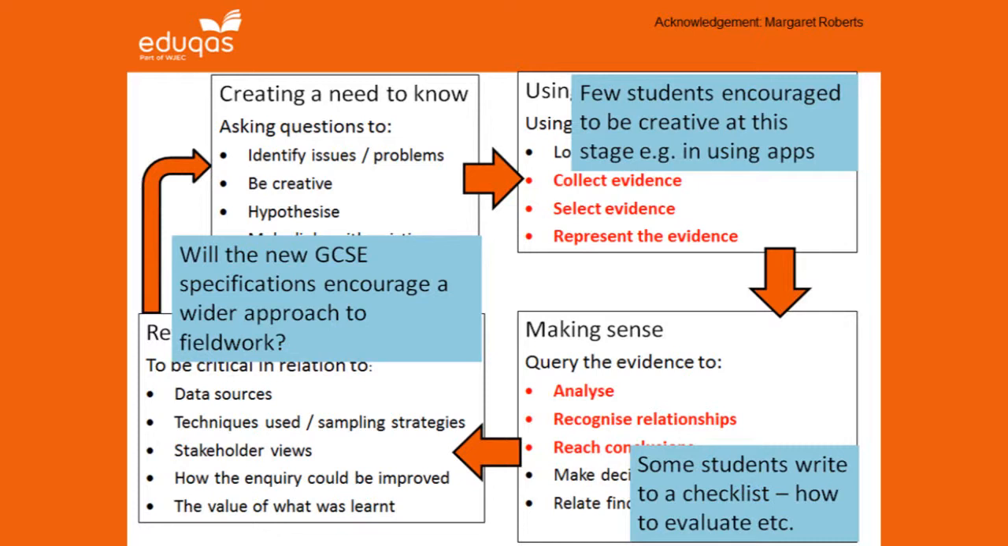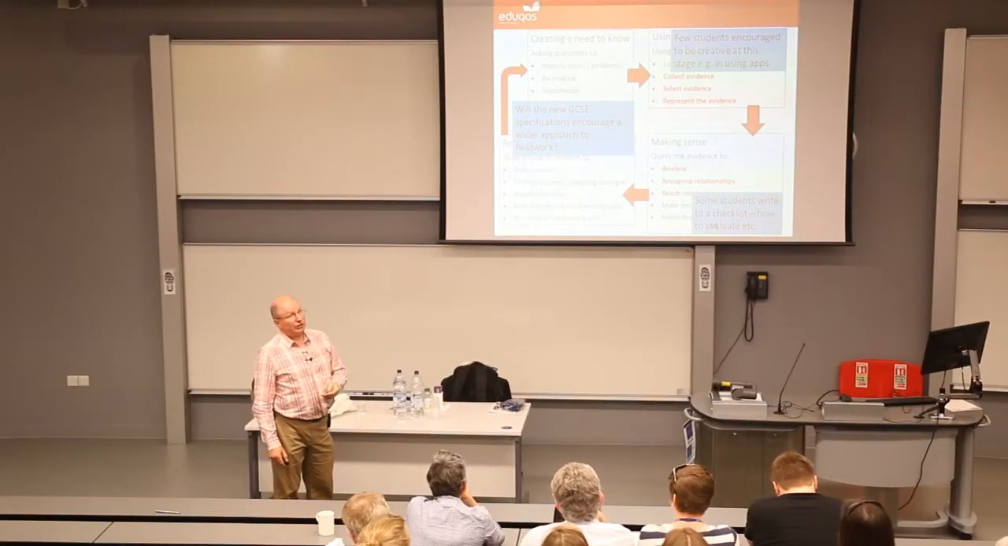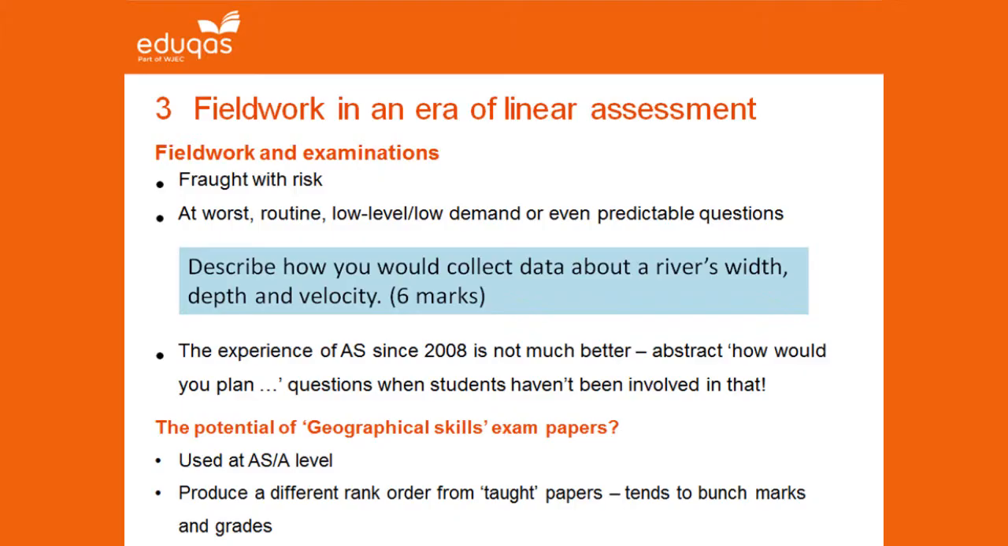But few students at the moment are encouraged to be creative at that stage. Many students now write to a kind of checklist. They've got a list of things they've been given to include from their teacher about what you do when you evaluate and so on. So if we can just open up and break away from that, we may find that the new GCSE specs will enable students to widen.